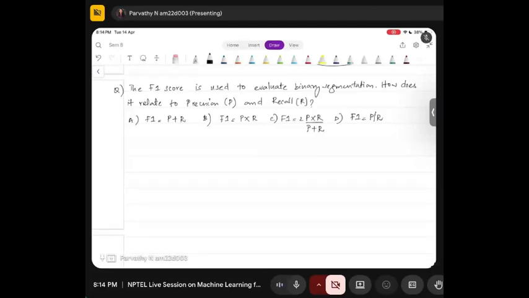The F1 score is used to evaluate binary segmentation. How does it relate to precision and recall? F1 is P plus R, F1 is P into R, F1 is 2 times P into R by P plus R, F1 is P by R.